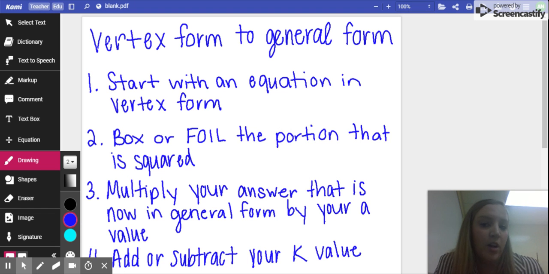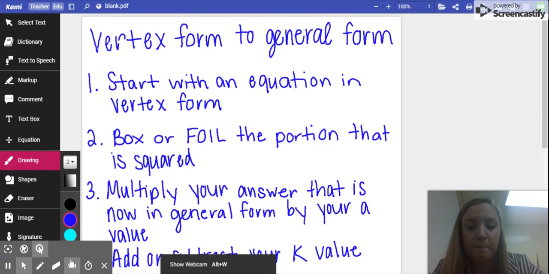Hi guys, today I'm going to be talking with you about how to take a vertex form equation and turn it into general form. So let's go ahead and get started and work through these notes together.